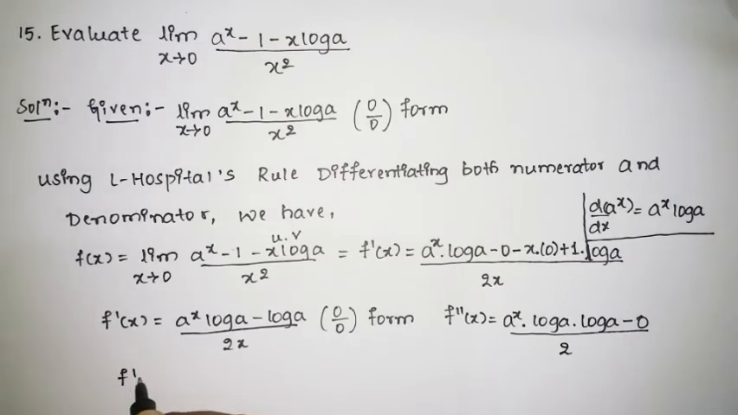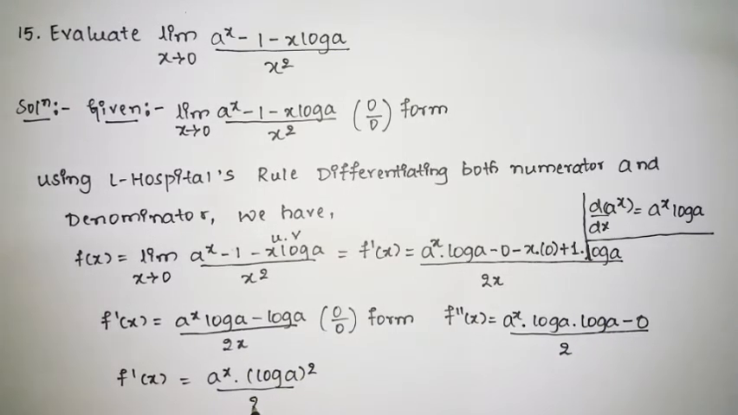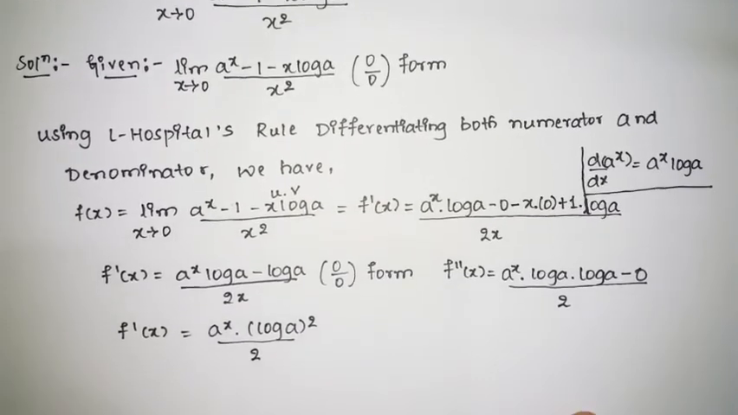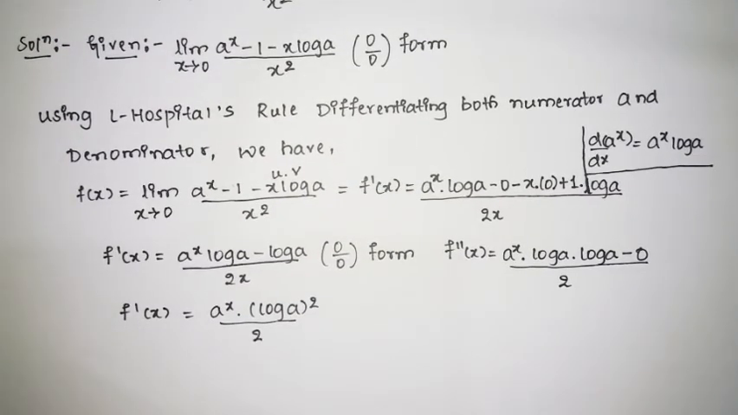Therefore f double dash of x equal to a to the power of x into log a into log a, which is log a whole square, then divided by 2. Therefore we have obtained this. Now we shall directly apply the limit, that is limit as x tends to 0, a to the power of x into log a whole square divided by 2. Wherever there is x, just substitute it with 0.